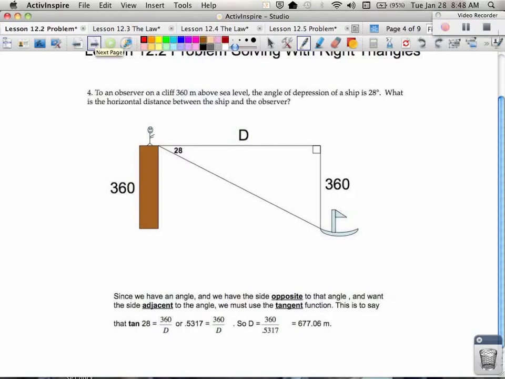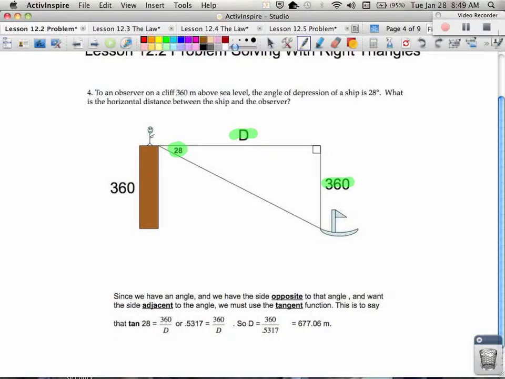In our next example here, we have an observer on a cliff that's 360 meters above sea level and has an angle of depression, which means looking from the horizon down, of 28 degrees. We want to know what the horizontal distance is between the ship and the observer. So we're talking about an angle, we're given the side that's opposite, and we're looking for the side that's adjacent.